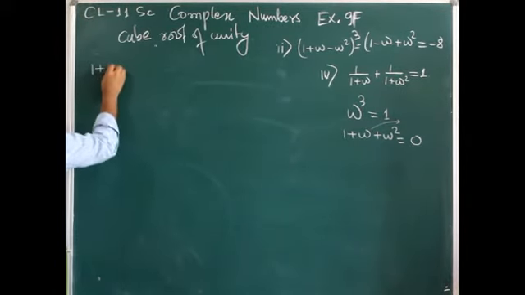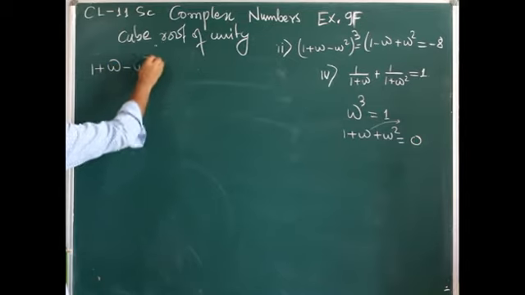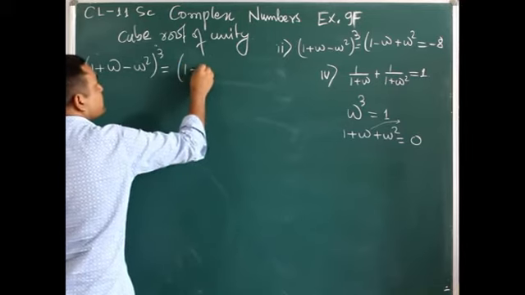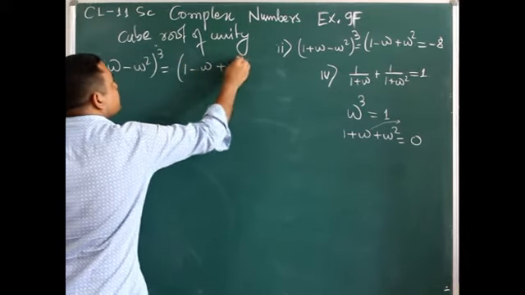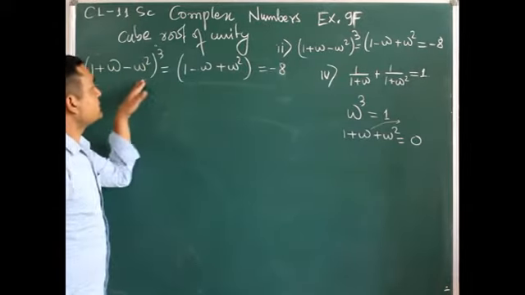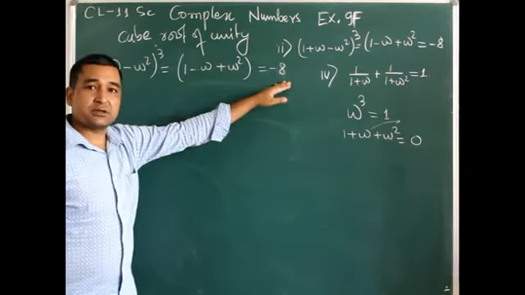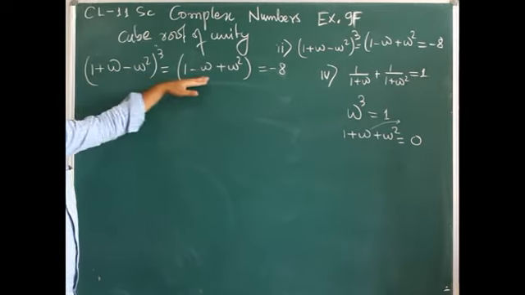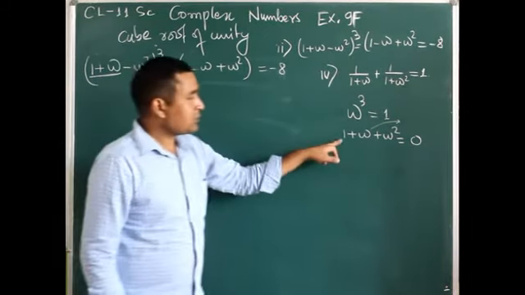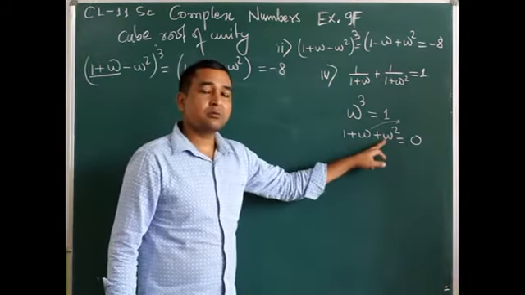(1 + ω − ω²)³ = (1 − ω + ω²)³ = −8. The question asks us to check whether these two expressions equal −8 or not. Let's solve it. What is the value of 1 + ω? 1 + ω = −ω².